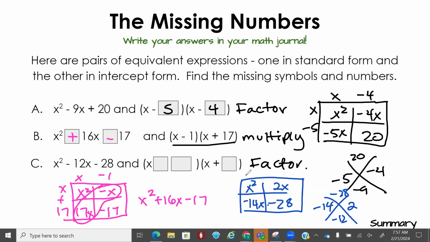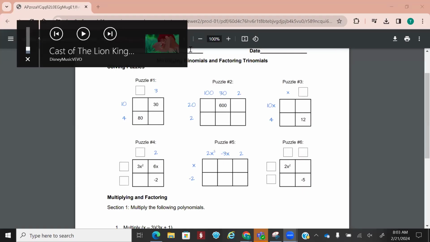Okay, now we're going to factor. So x plus 2 goes here. X minus 14 goes here. Oop, JK. Minus 14, x plus 2. So let's fill in these boxes really quick. See how you did?